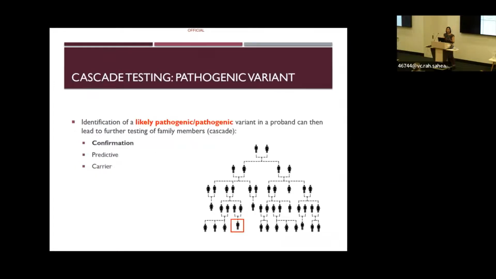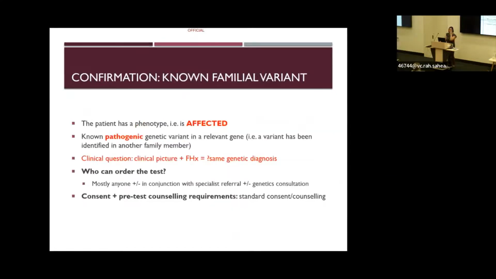Right, so let's start talking about different types of cascade testing. With confirmation testing, a similar kind of scenario, the patient in front of you is affected and you're thinking, hey, do they have the same genetic diagnosis as this other family member? Anyone can really order this test. We do recommend in conjunction with a specialist referral, if it is a GP who's ordering it, plus or minus in consultation with genetics, and similar sort of standard consent counselling requirements.